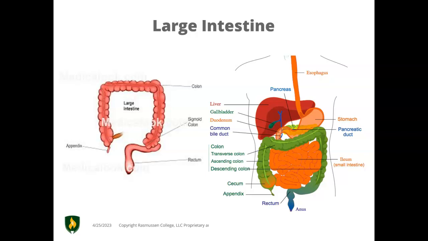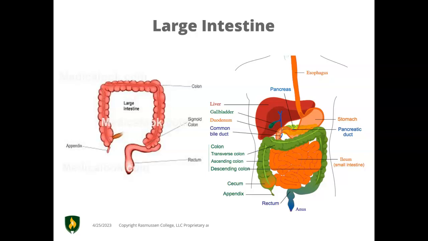The second part is the colon. The colon has the function of absorbing water and minerals and eliminating undigested material. The colon is divided into the ascending, transverse, descending, and sigmoid portions.